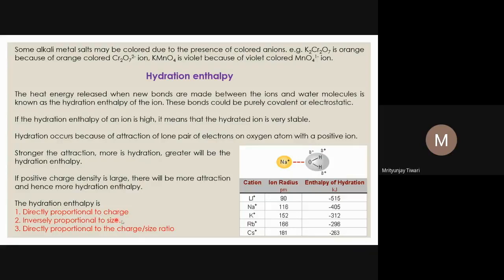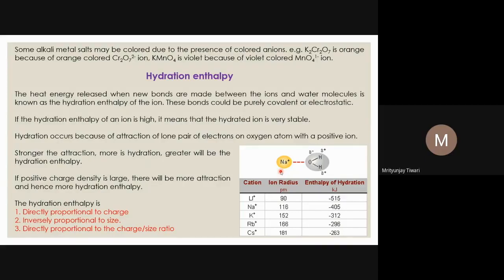So it is inversely proportional to the size, because as the size is increasing, the distance between the ion and the water dipole will be increasing. That is why, if the charge is more, the hydration enthalpy will be more, and it is directly proportional to the charge-size ratio, because it is proportional to charge and inversely proportional to size. So what we get is the charge-size ratio in the equation. Suppose Q1 belongs to the water dipole, Q2 is for the alkali metal cation, and R is the distance between them.